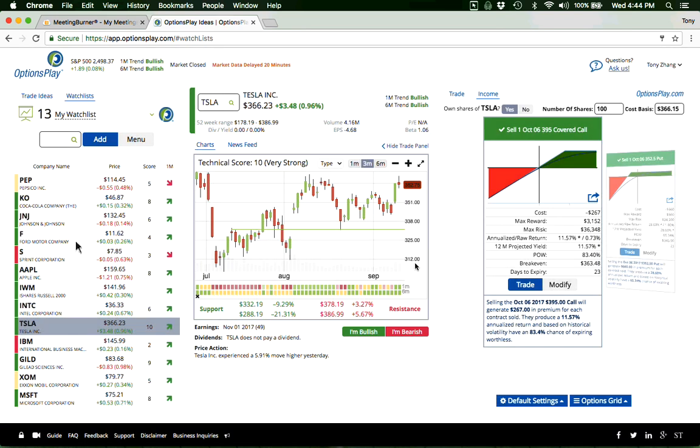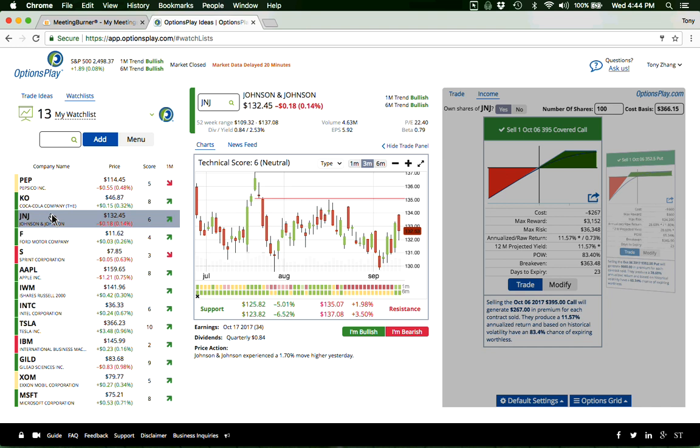And this is the power of this tool, because if you set up a watch list with all the stocks that you own, you can go through that list within a few minutes and know exactly which stocks have covered call opportunities and which ones don't. Let's just go through a few more examples here.